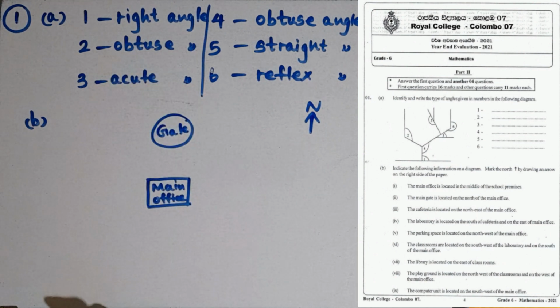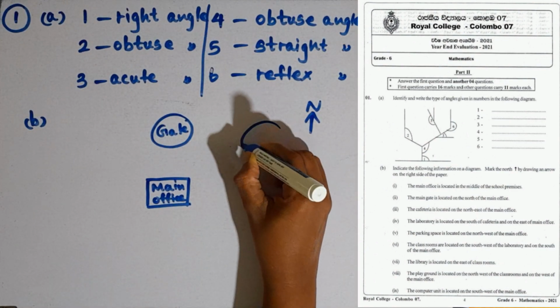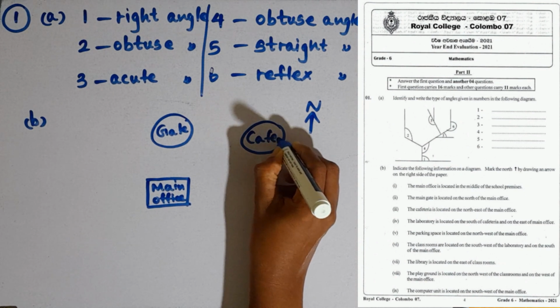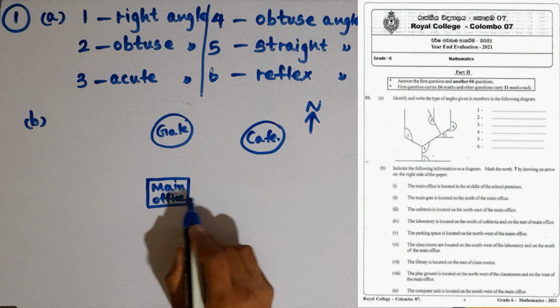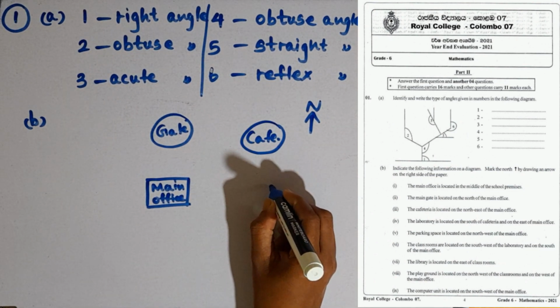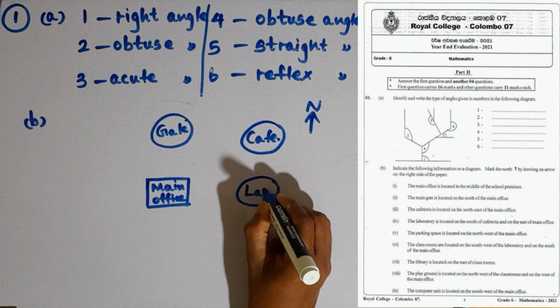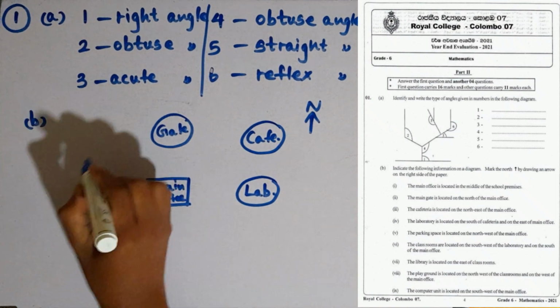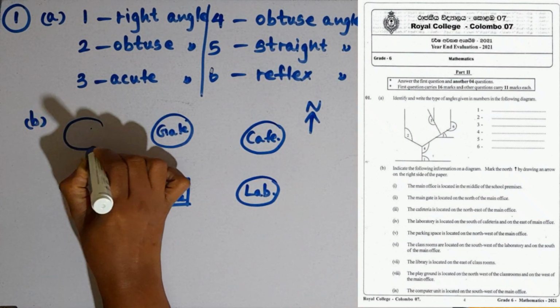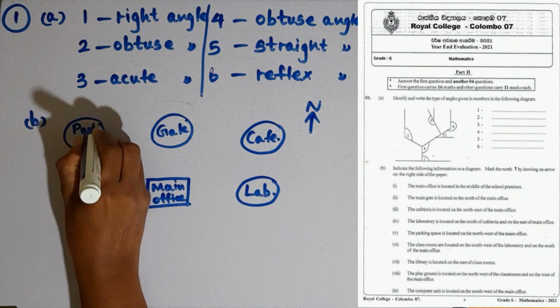Then third one, the cafeteria is located on the northeast of the main office. Northeast means this direction. So, here is the cafeteria. I'll write it as cafe. Then number 4, the laboratory is located on the south of the cafeteria and on the east of the main office. This is the lab. Then number 5, the parking space is located on the northwest of the main office. Northwest means this direction. Here is the parking space.